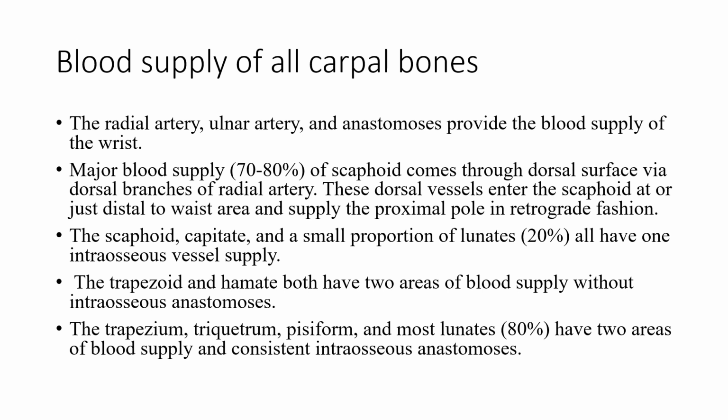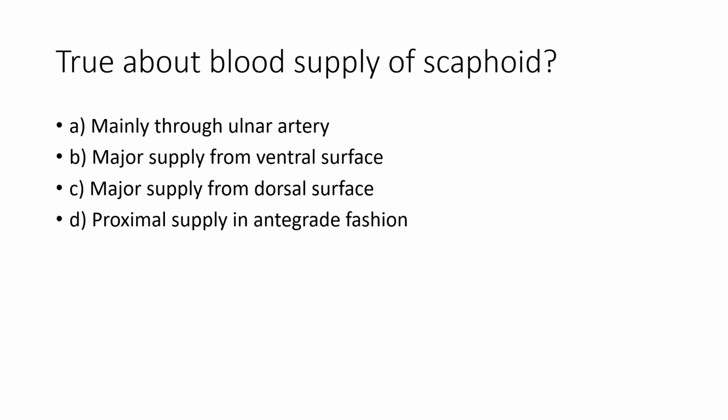So what will be our answer to the question that I gave you previously? The answer is that the supply is mainly from the dorsal surface, of which artery? The radial artery. So the scaphoid bone is supplied mainly by the dorsal surface branches of the radial artery.